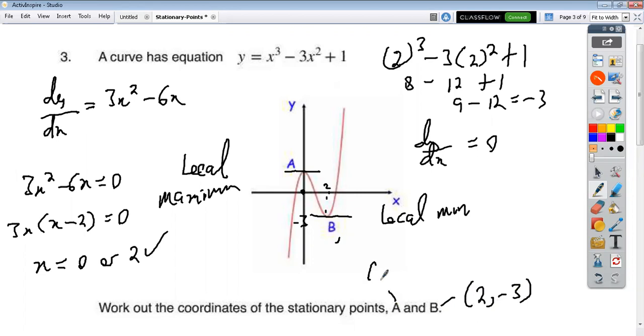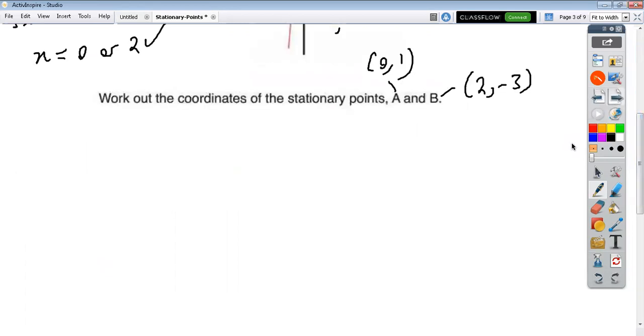So the coordinates of B are 2, negative 3. Then A is 0. If you substitute 0 into this, this is 0, this is 0 squared, plus simply 1. So this value here is 1, the y value. So it's 0, 1. Those are the coordinates of the turning point.